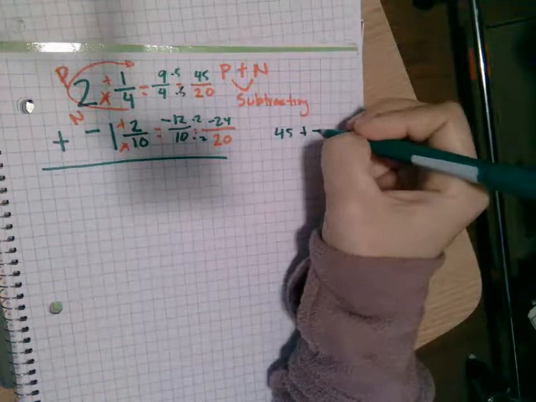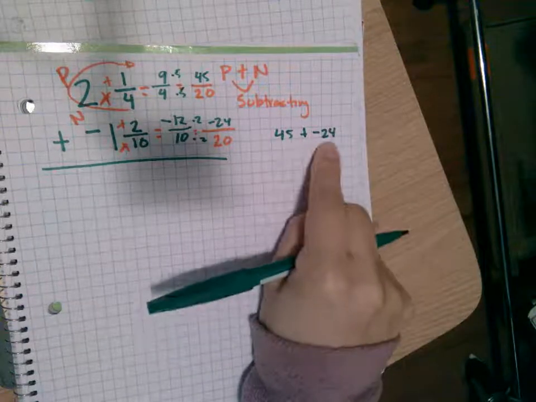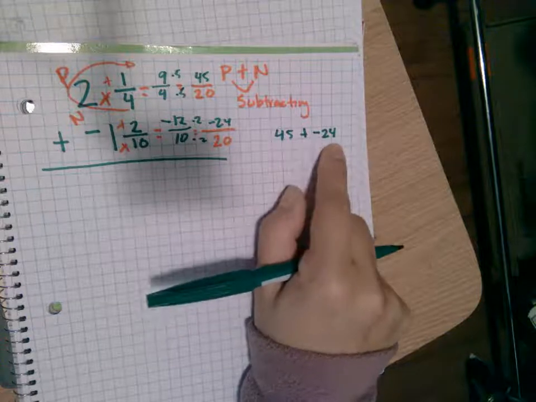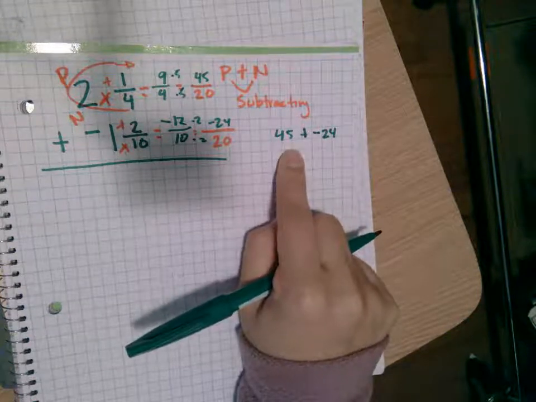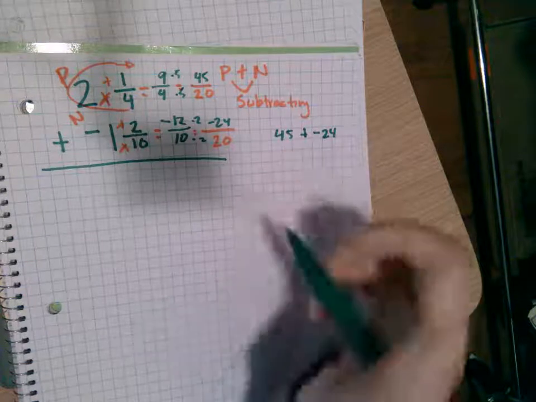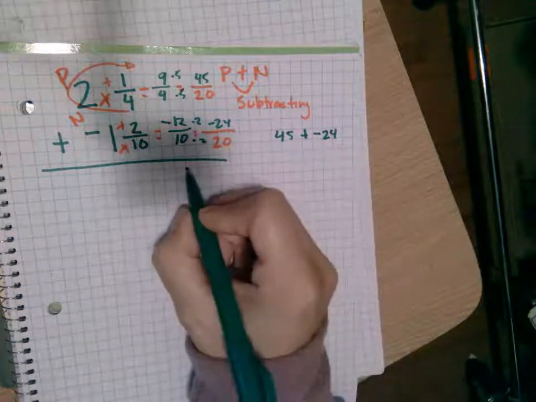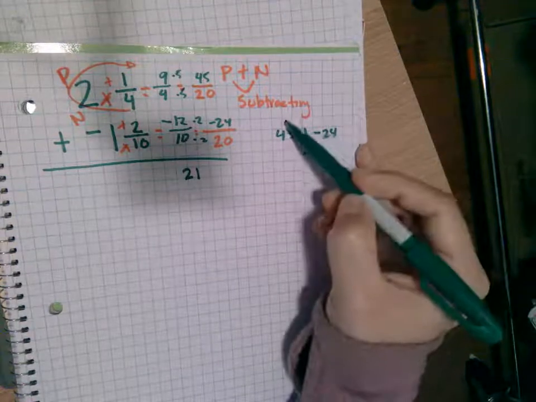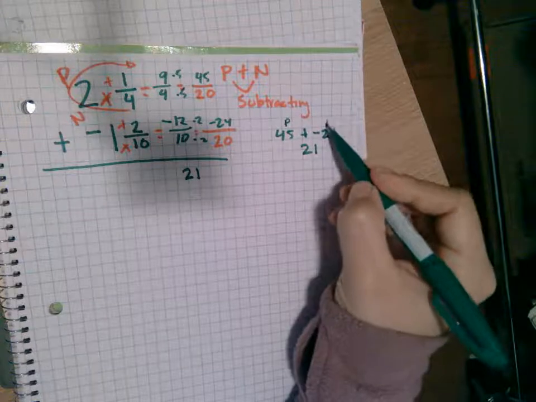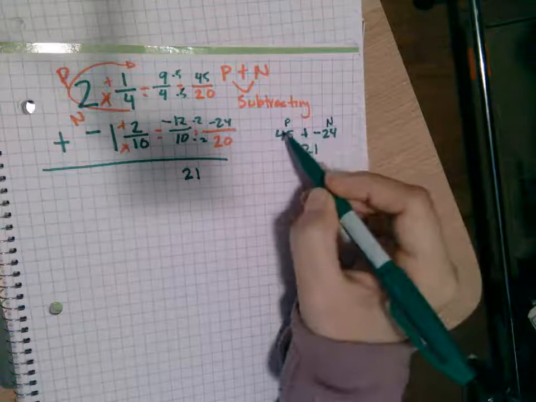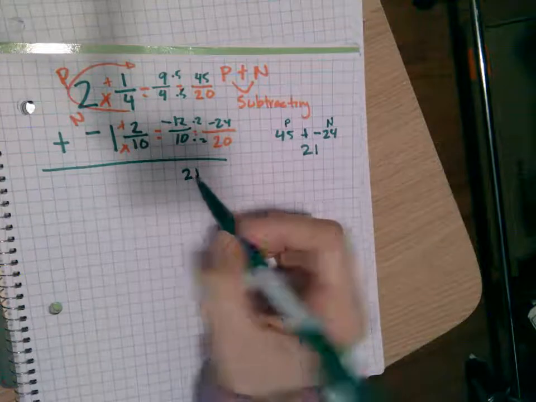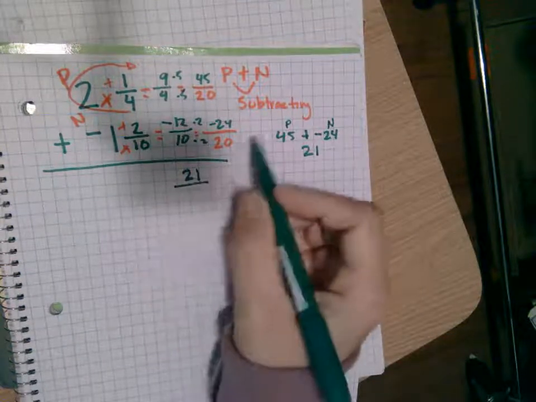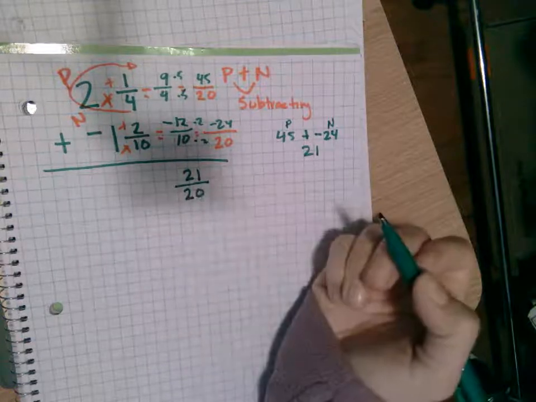45 plus negative 24. Now this is the problem I gave you back in September when we first started learning them. And I said, okay, are the signs the same or different? They're different. So if they're different, you're going to subtract. What do you get when you subtract? I get 21. And then I said, are there more positives or more negatives? And you guys would all say, oh, Miss Melly, there's more positives. Awesome. So your answer stays positive. Your denominator stays the same, 20.